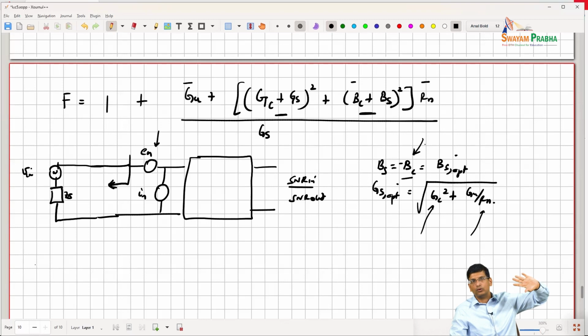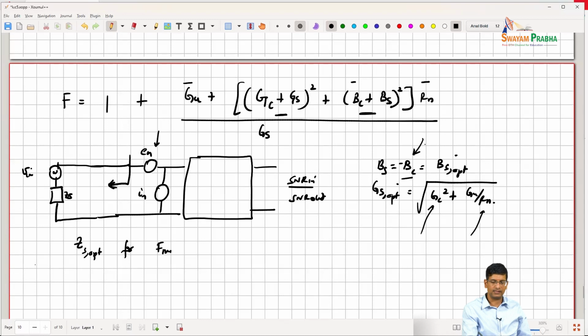They've got nothing to do with my power match at all, right? So then this wants to see a certain Zs opt for minimum noise, right? And it might want to see a different Zs opt for conjugate match.